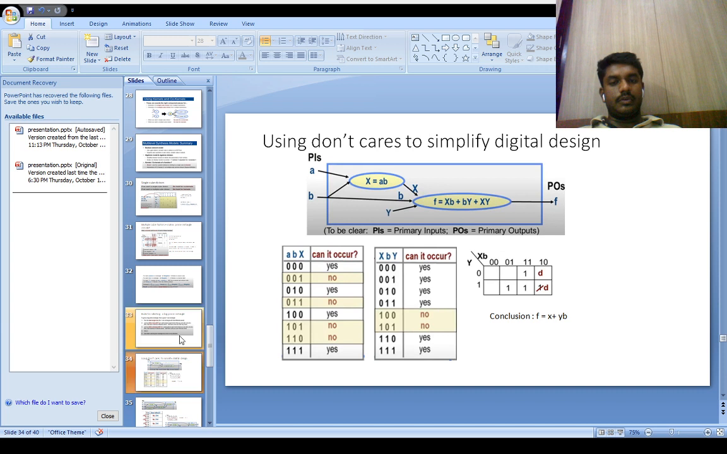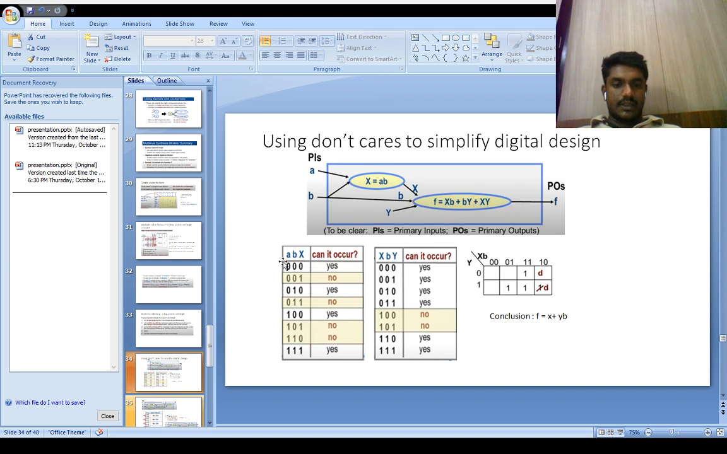Now we will be coming to don't care functions. Don't care is very important in solving. This is a peculiar topic, using don't cares to simplify digital design. Let us take this example: x is equal to ab and f is equal to abc. These are the primary inputs, and this is the primary output. Primary inputs are a and b, and this input is taken here, and for this f value it is important.